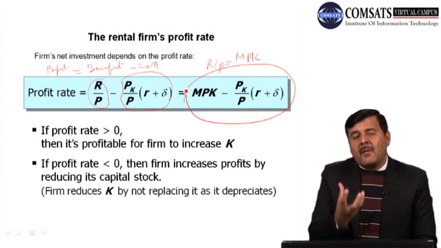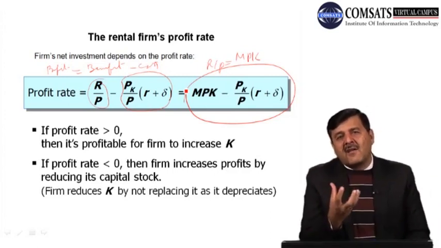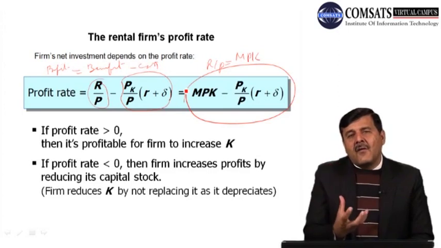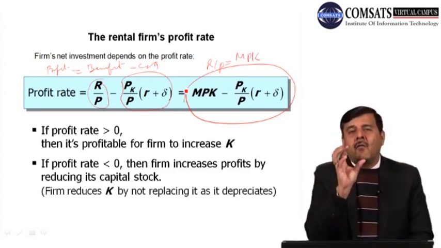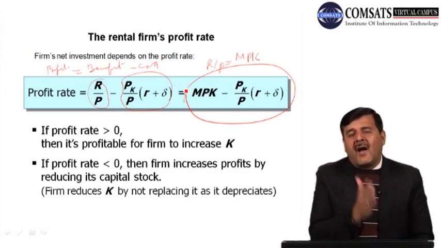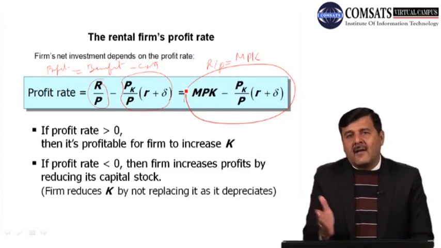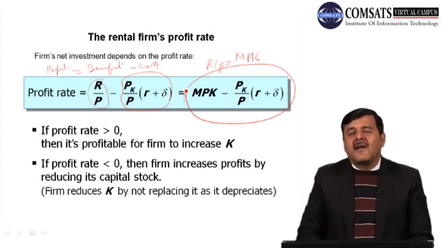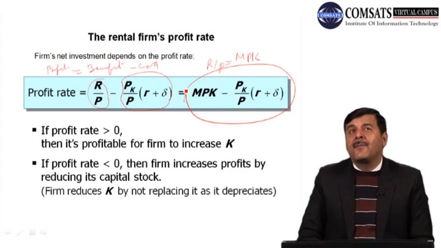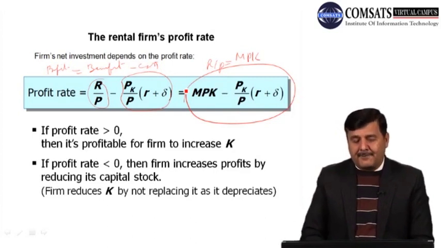So in order to determine the profit rate of the investing firms, which is the rental firm in this case, we need to compare benefits with cost. Now if benefit is greater than cost, they will go for investing in K. If benefit is less than cost, then they will not invest in capital.